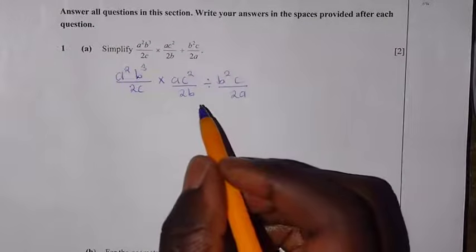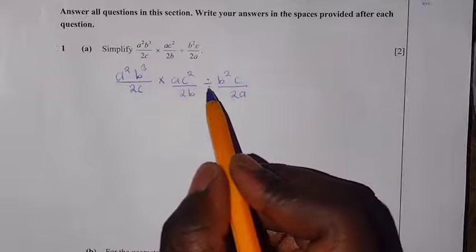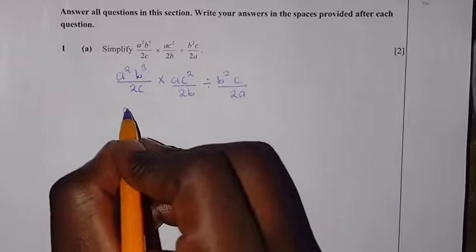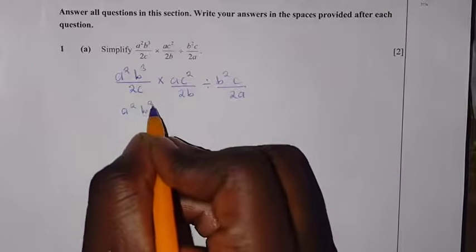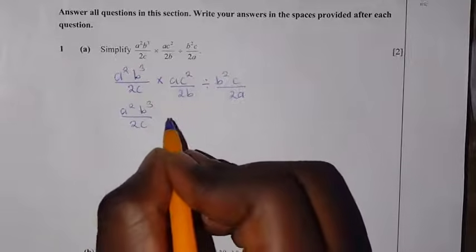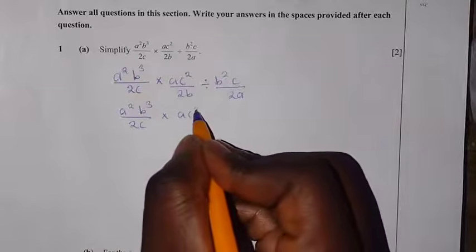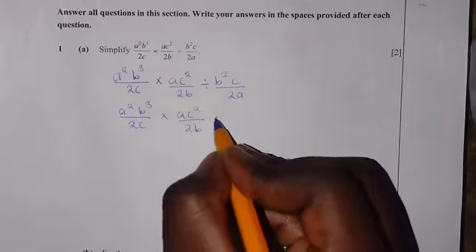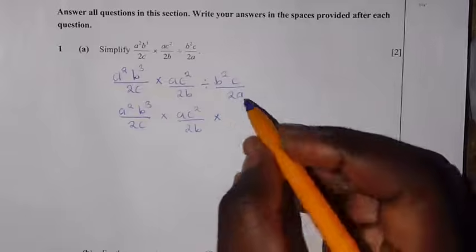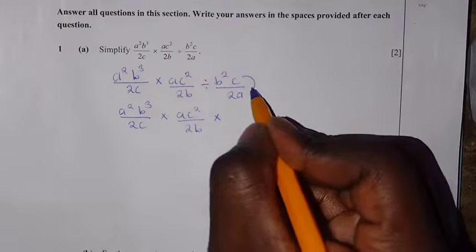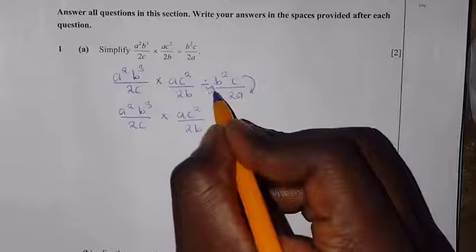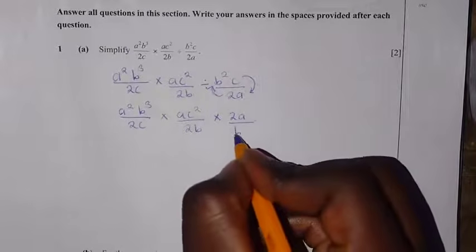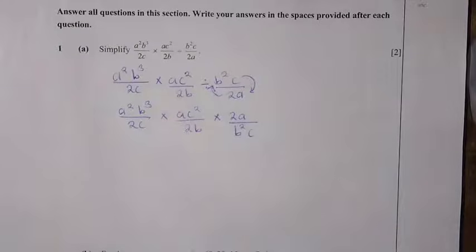So the first thing, look at the operations. We have a multiplication here, we have a division. So you can work out the division by writing a squared b cubed divided by 2c, multiplied by ac squared over 2b. So you change from division to multiplication. What will happen to this other fraction is that the numerator becomes the denominator and the denominator becomes the numerator. So you are going to have 2a as the numerator over b squared c as the denominator.